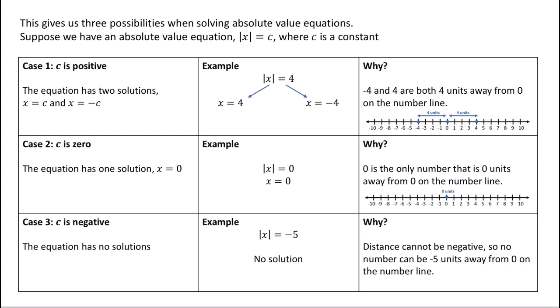So if the absolute value of x is equal to 0, we only have 1 possibility because 0 is the only number that's 0 units away from 0 on the number line. If the absolute value of x is equal to a negative number like negative 5, we have no solution because distance always has to be a non-negative number. So there's no number that's negative 5 units away from 0 on the number line, so if your absolute value is equal to a negative number, you'll always have no solution.